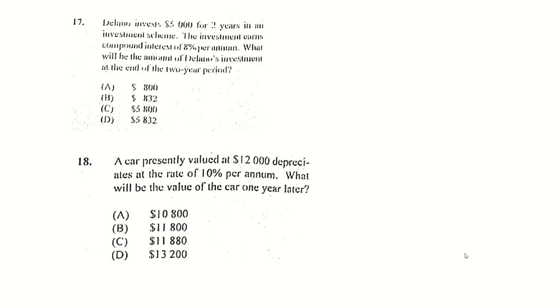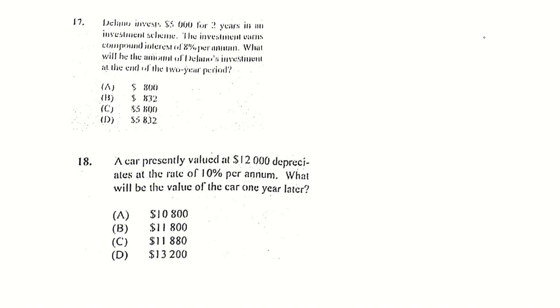Delano invests 5,000 for 2 years in an investment scheme. The investment earns a compound interest of 8% per annum. What will be the amount of Delano's investment at the end of 2 years? So there are two ways that you can do this. This is compound interest, by the way.